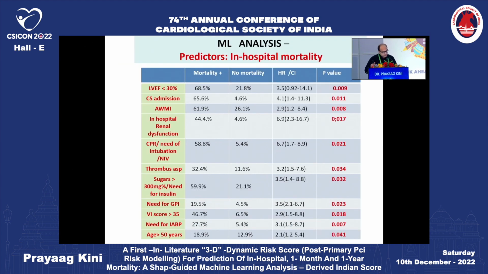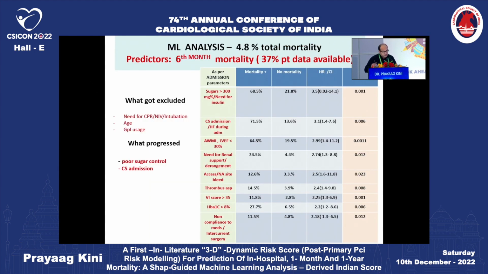Now, in-hospital mortality is all of what I said. Then comes the 6-month mortality. Now, in this, I had only 37% of data available. Of course, there was an attrition, but I had studied this basically to see what factors are important more than the number of people who come.